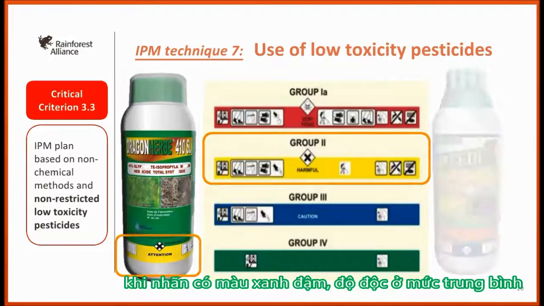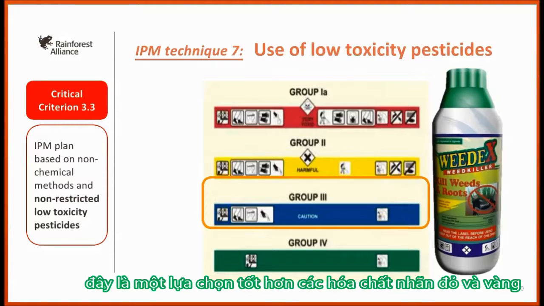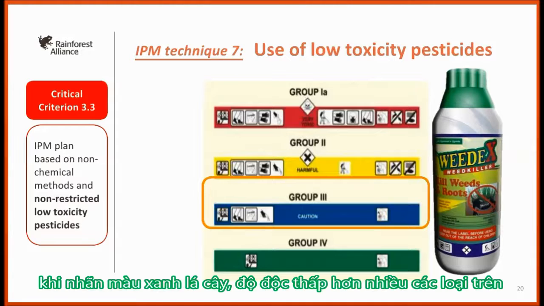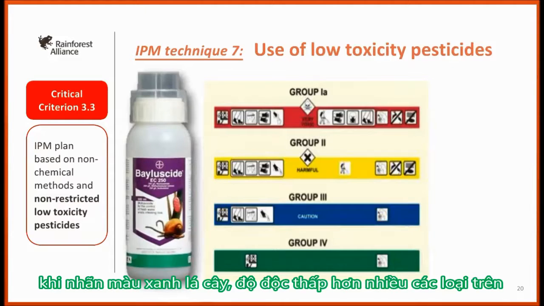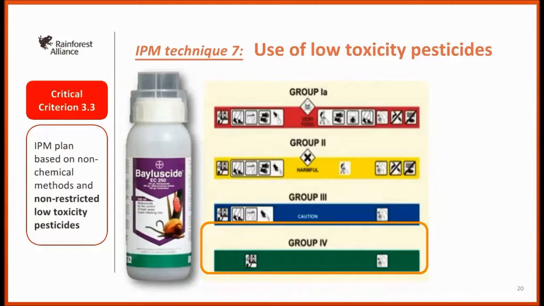When a label is blue, it is moderately toxic. This is a better option than red or yellow label chemicals. When a label color is green, its toxicity level is much less than the other options. When a green label product is available, this should be the most preferred option.